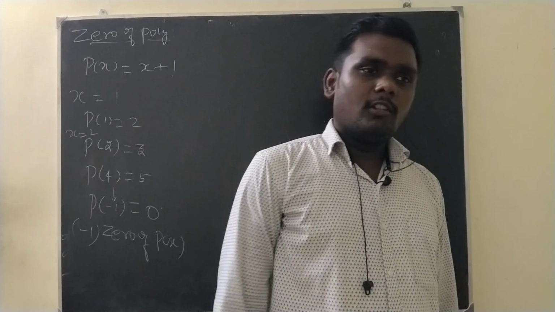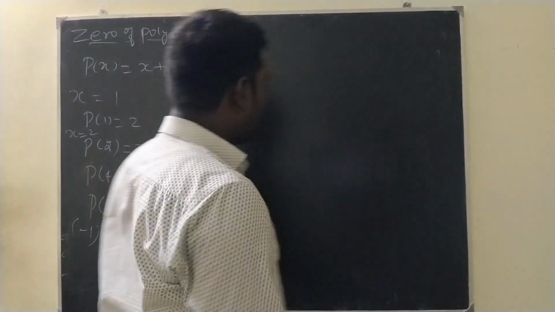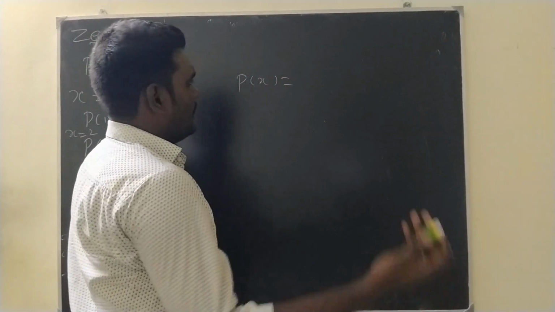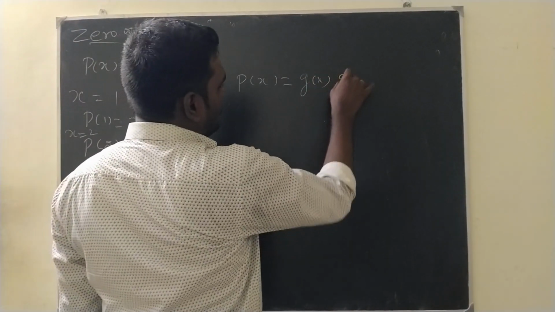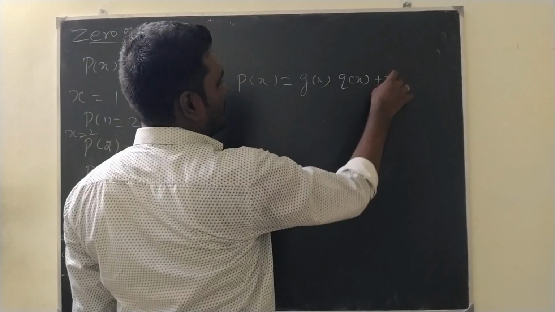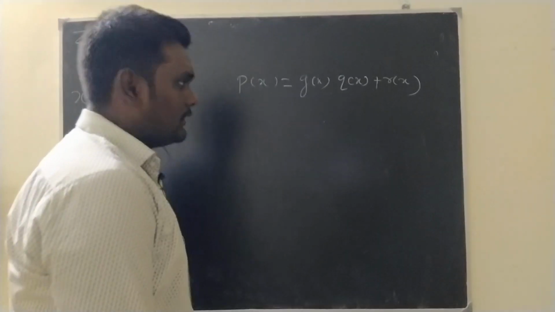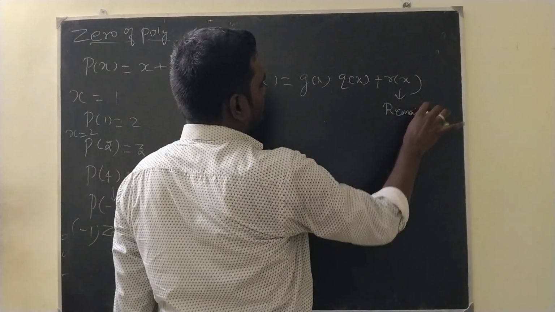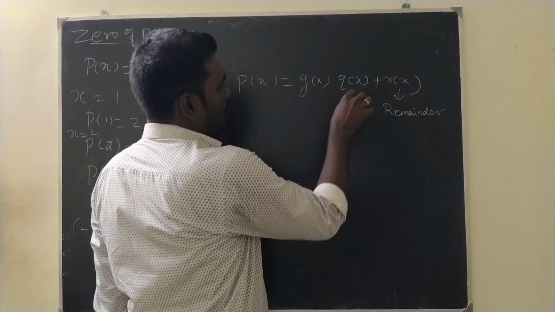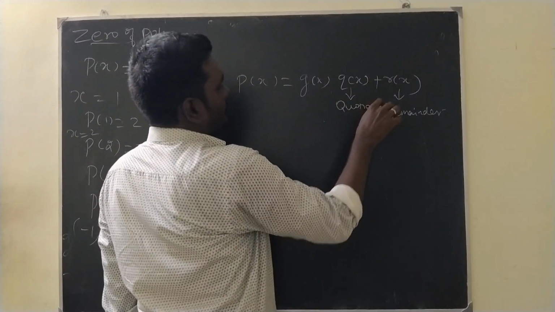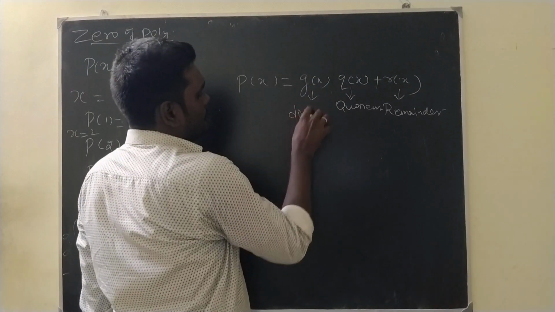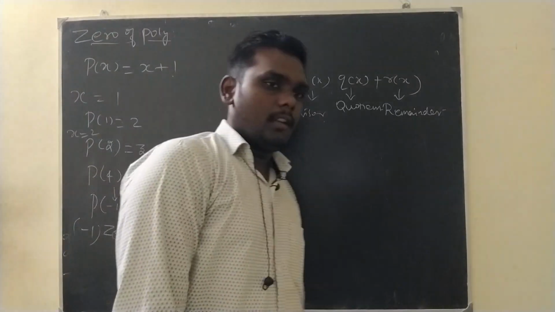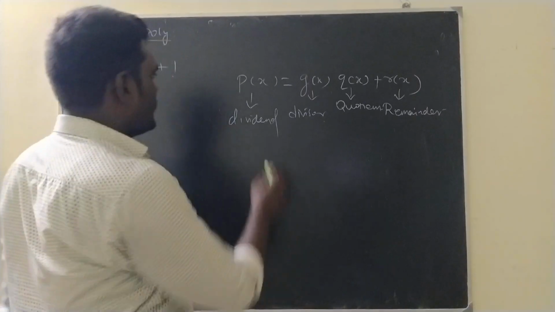Okay, and everything else is simple. You know about the division algorithm, right? The polynomial p of x, when it is divided by some g of x, let me say, then there exist q of x and r of x such that p of x is equal to g of x into q of x plus r of x. Whereas this r of x is the remainder, and this q of x is the quotient. This is the divisor. This one is the dividend. This is called the division algorithm.